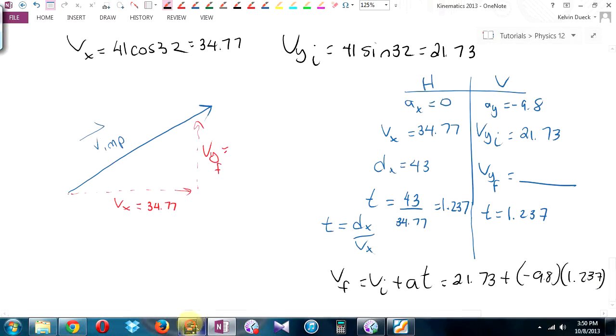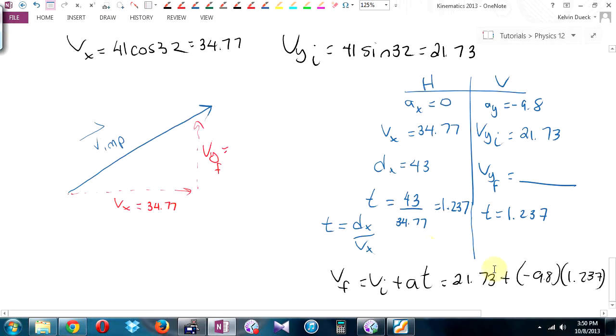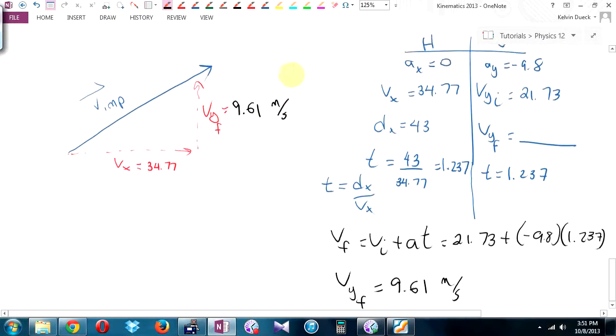Let's find out. 21.73 plus negative 9.8 times answer. Please give me positive. Oh. It looks like when we hit the wall, we're traveling upwards at 9.61 meters per second. That's my impact velocity components.